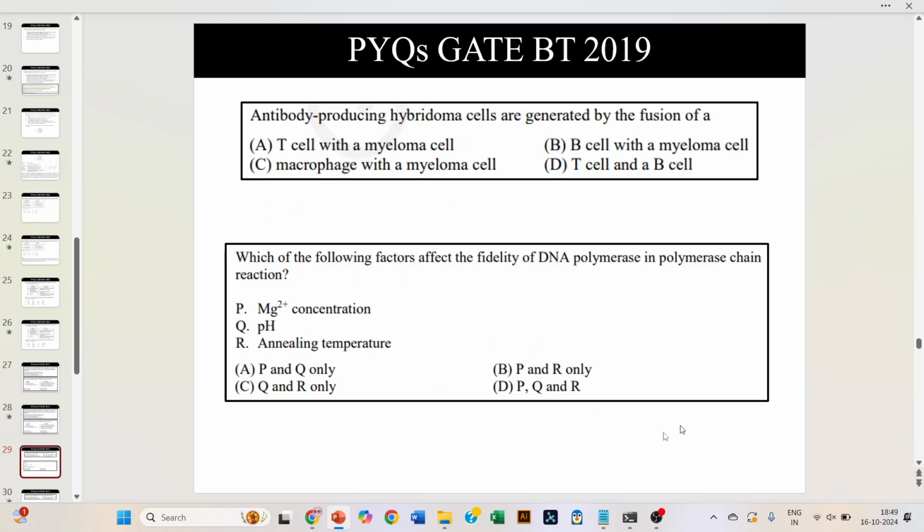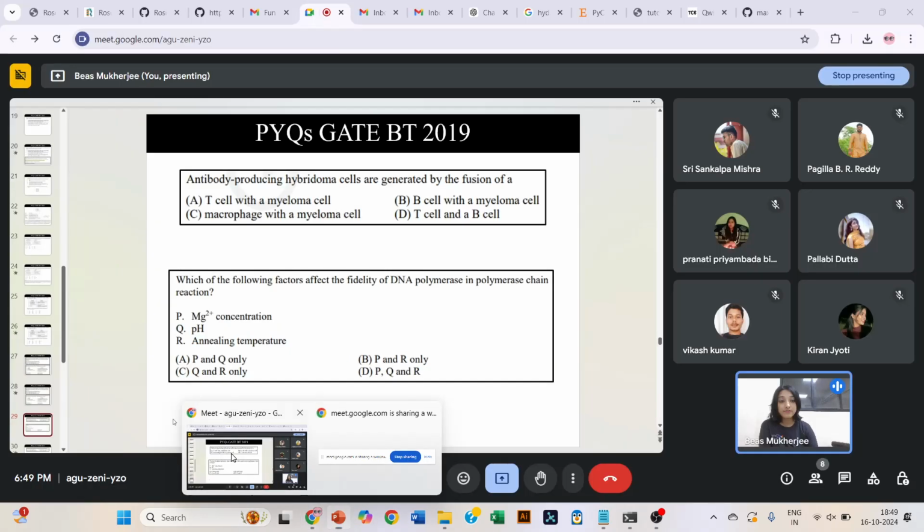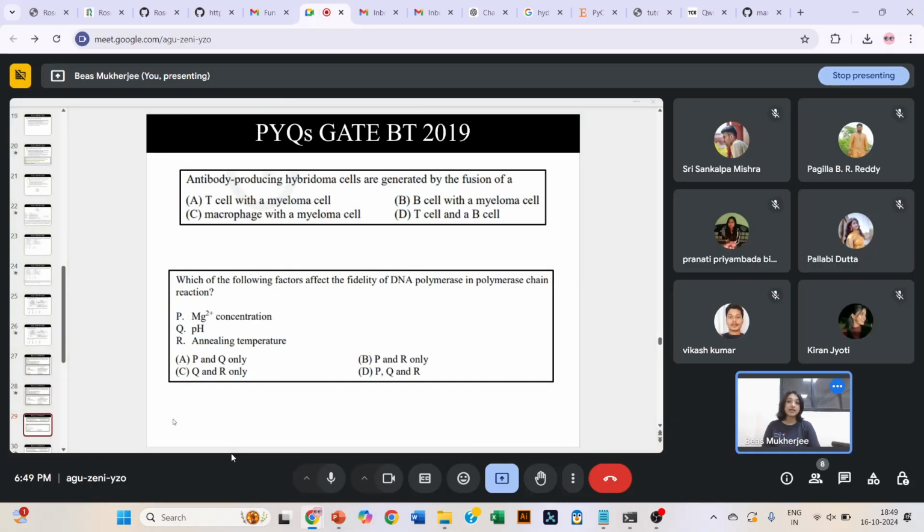Okay, we go to the next one. If you remember, we had talked about these antibody producing hybridoma cells. We had talked about monoclonal antibodies, I think in our previous class or maybe one class before that. And I had told you that every single exam is going to ask you at least one question on this. So they are asking how these hybridoma cells get formed. What cell types come together to form the hybridoma cell?